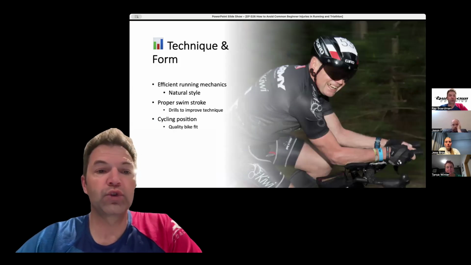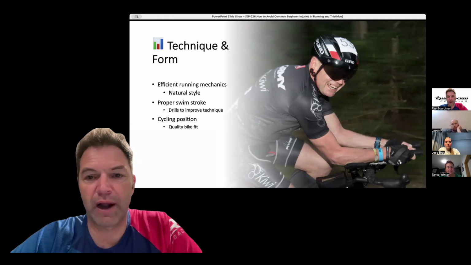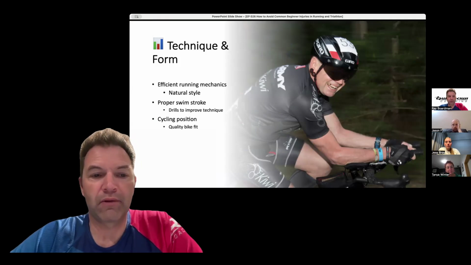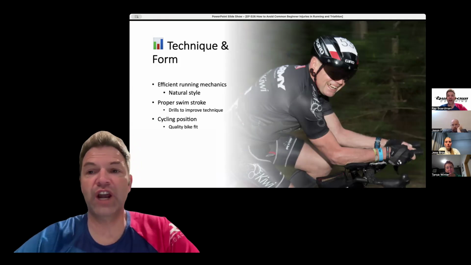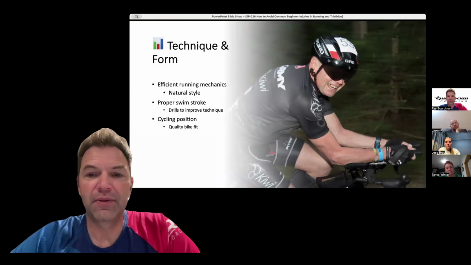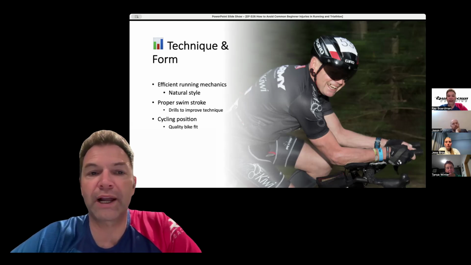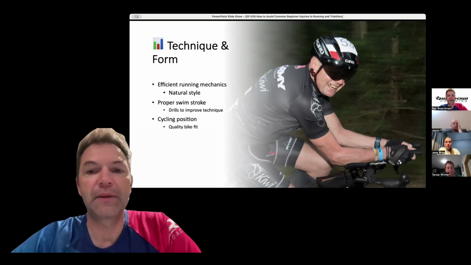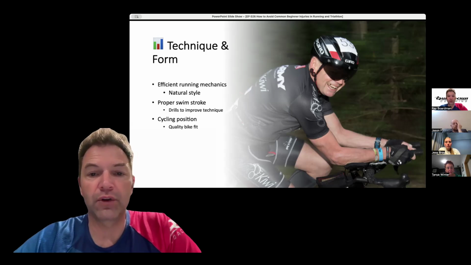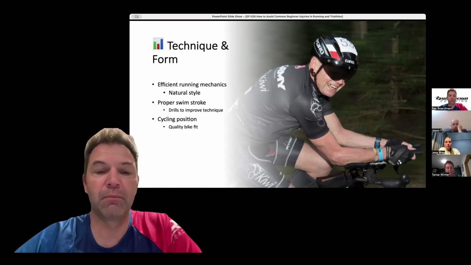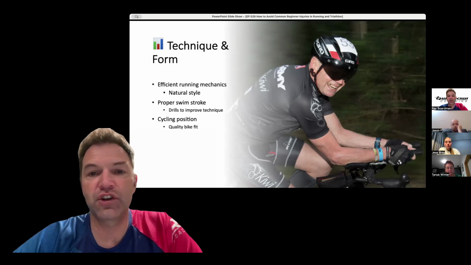Technique and form are also important, particularly with running. It's also important for cycling and swimming, but a lot of people in recent years have been trying to change their running form. There's been a lot of research around it. The best running form is what comes naturally for you. As you change your pace, your running style will change subtly. You'll end up moving forward onto the balls of your foot, more midfoot running as you go faster.